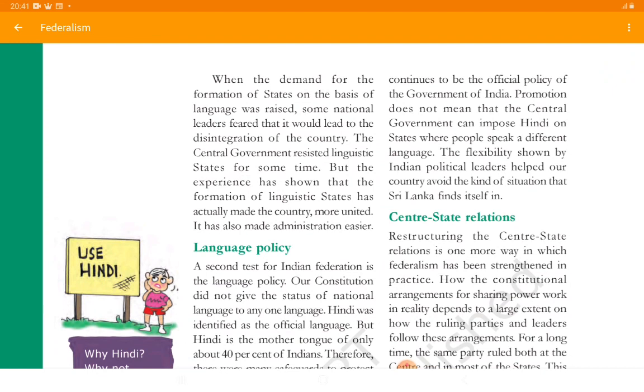When the demand for the formation of states on the basis of language was raised, some national leaders feared that it would lead to the disintegration of the country. So when it was asked that separate states be formed, at that time the national leaders were worried, but experience has shown that the formation of linguistic states has actually made the country more united. It has also made the administration easier. As more states are formed, the central government and state governments have a clear-cut division of powers, and the burden on the central government decreases.